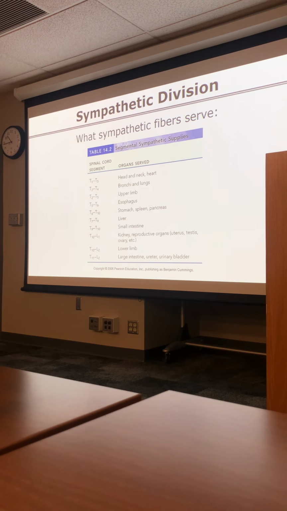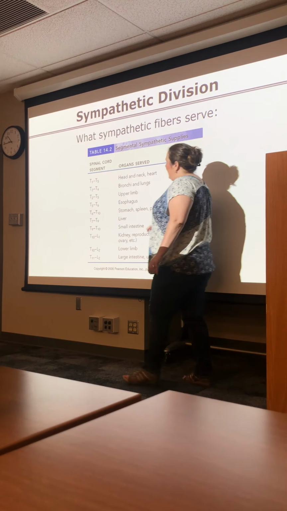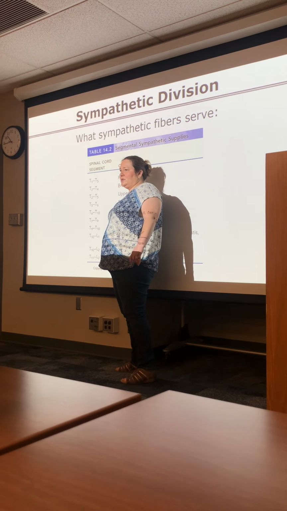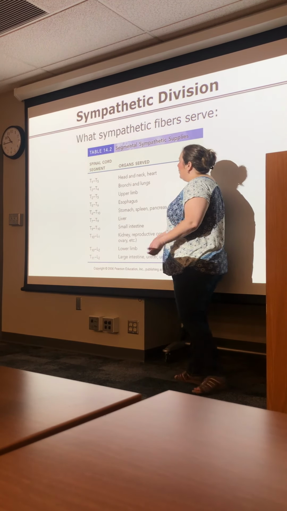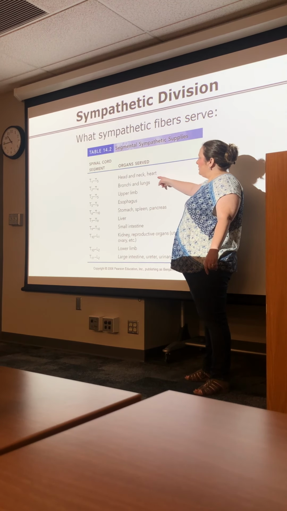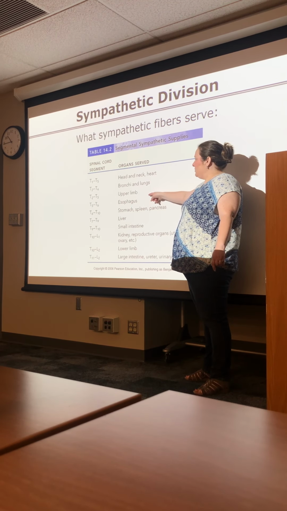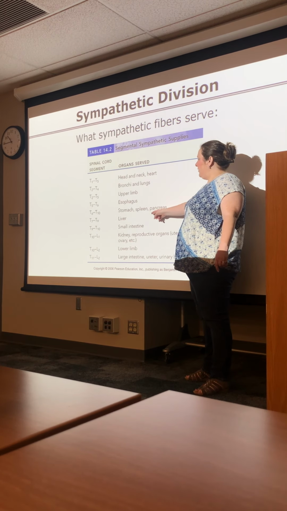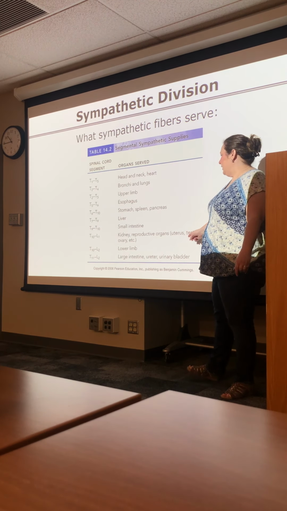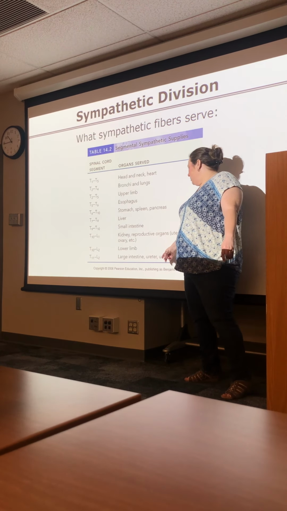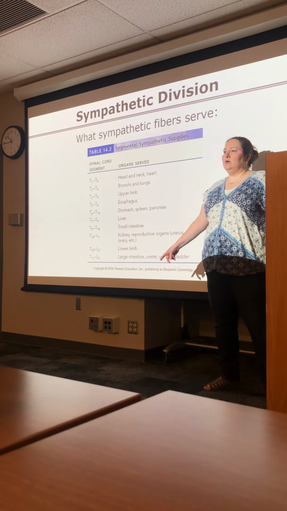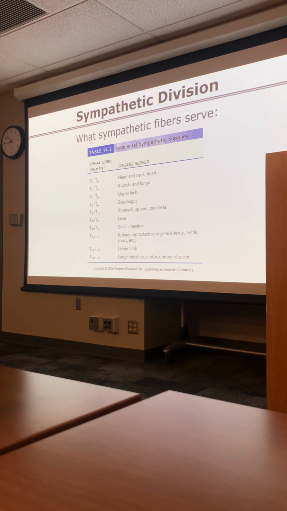Now this isn't a chart you need to memorize. The point of this chart is to show you where sympathetic is actually ending up. So you can see that just from T1 to L2, this region of the spinal cord coming out from the lateral horns, we're going to get information to the head and neck and heart, the bronchi, to the lungs, to the upper limbs, to the esophagus, the stomach, the spleen, the pancreas, the liver, the small intestine, the kidney, the reproductive organs, the lower limb, the large intestines, the ureter and the urinary bladder. So just from that T1 to L2 region, you're hitting all of those regions.